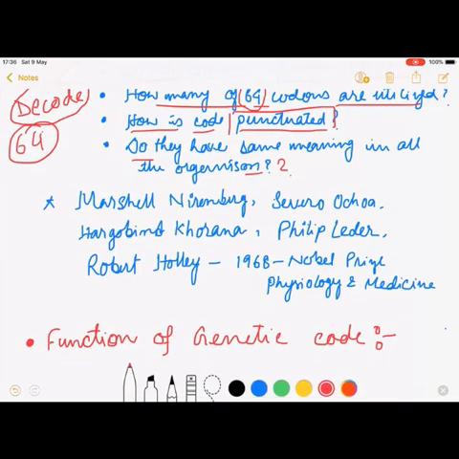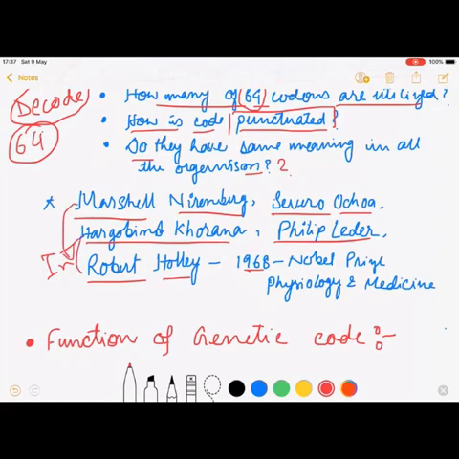Here I have given the names of some scientists: Marshall Nirenberg, Severo Ochoa, Har Gobind Khorana, he is Indian, and Philip Leder. These were the scientists who worked on the genetic code in the 1960s. And in 1968 Robert Holley also did various experiments and got the Nobel Prize in Physiology and Medicine, and the Nobel Prize was shared by Har Gobind Khorana and Marshall. So they 3 got the Nobel Prize in 1968.